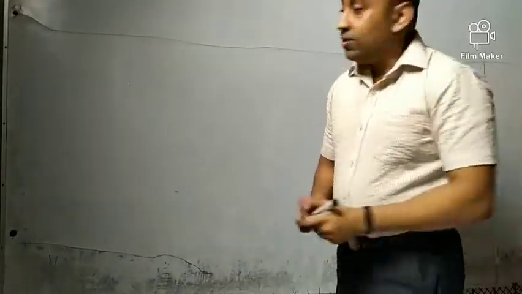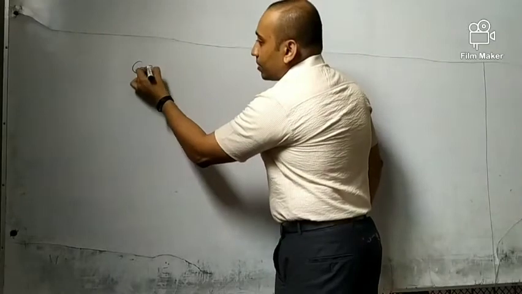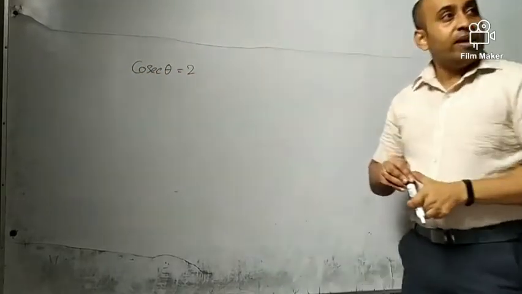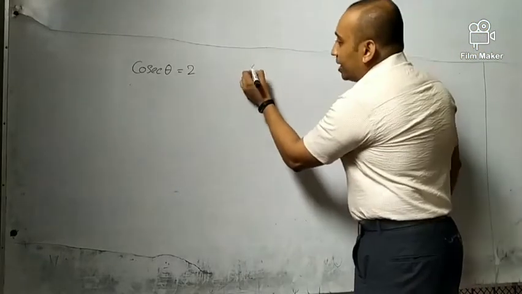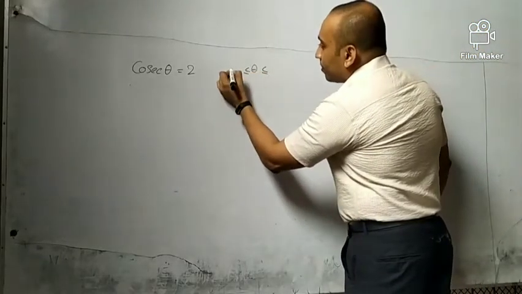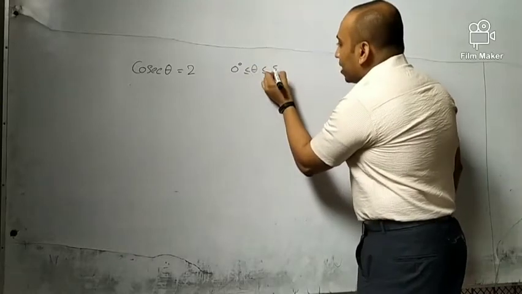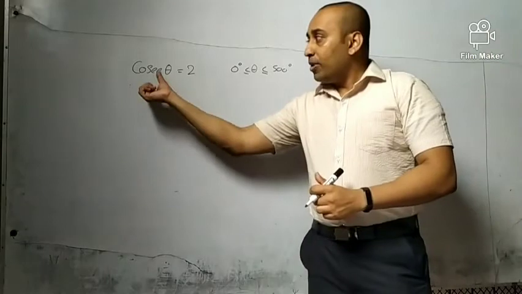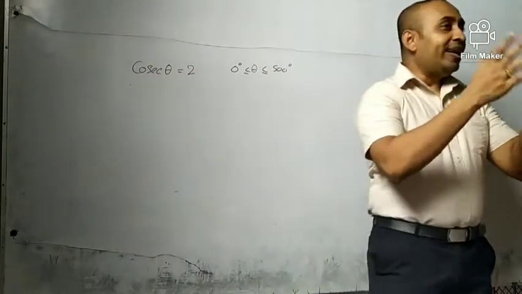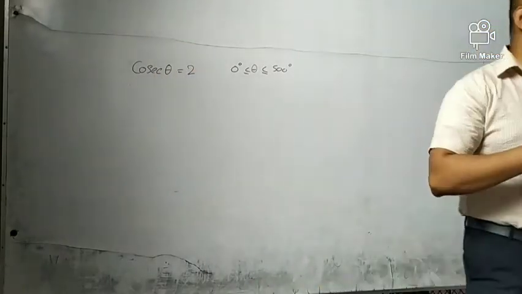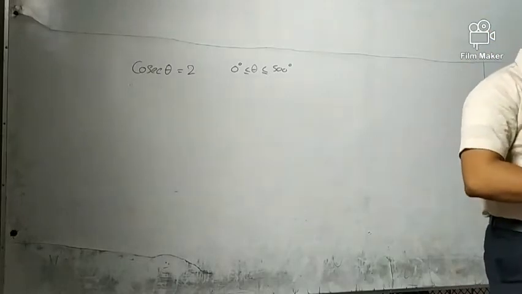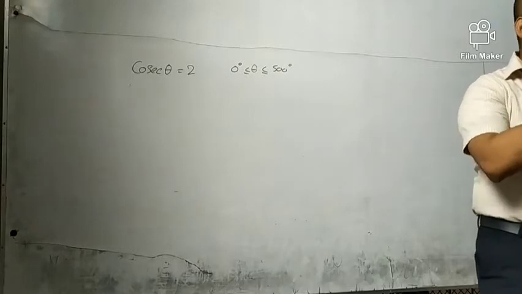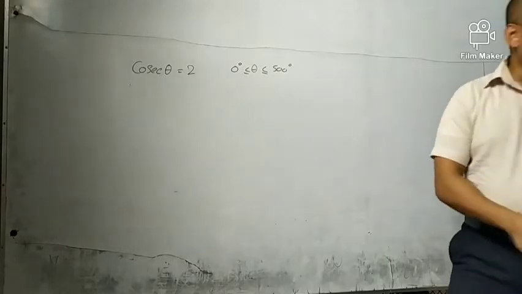Now, if you need to solve this kind of question, cosec theta equals 2, we need to find the solutions for theta in the range 0 to 500. If you get theta, there is cosec inverse. In your calculator, we cannot find any cosec inverse function. There is no function that you can straightforwardly use as cosec inverse.